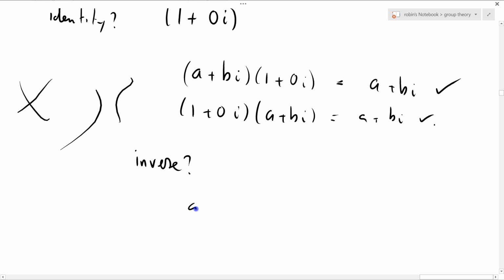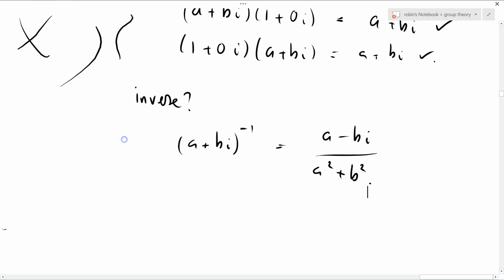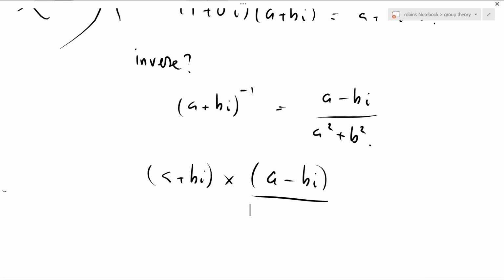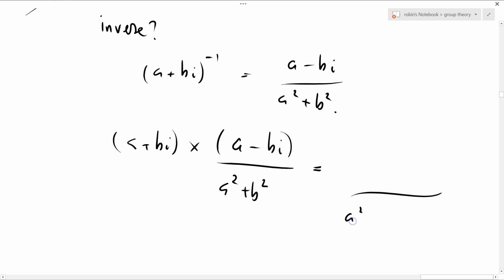Inverse. Well, yes, there is. (a plus bi) to the power minus 1 equals a minus bi over a squared plus b squared. Let's just check that. a plus bi times its inverse, which is a minus bi over a squared plus b squared, equals, well, it's over a squared plus b squared, and here the real component is a squared plus b squared, because it's a times a. You notice it's plus b squared because it's negative, but i squared is equal to minus 1, of course.